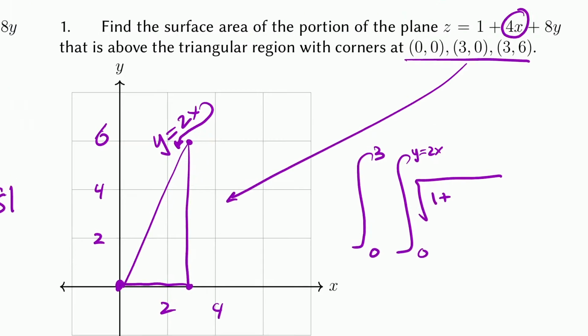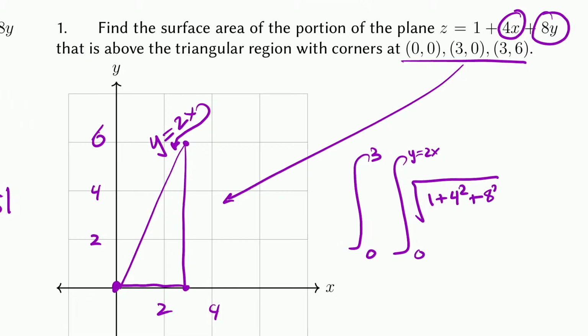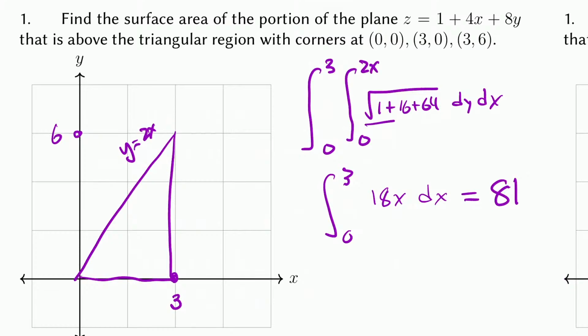The derivative of that is 4, plus the derivative of that. The derivative with respect to y is 8. So there it is in all of its glory. But you end up with that equaling 81. So that's why I was messing with the functions. And so this is 9. And then you do the integral from 0 to 2x of 9 dy, nice constant. So you end up with 18x.